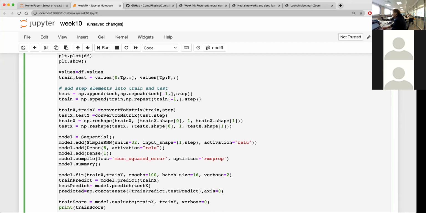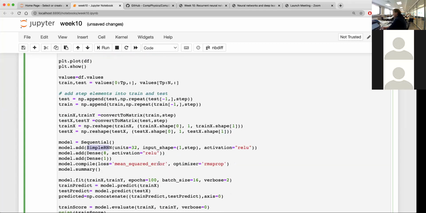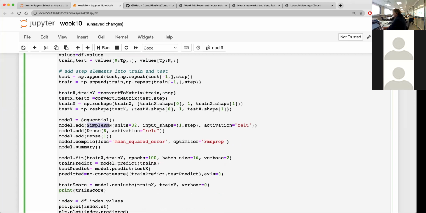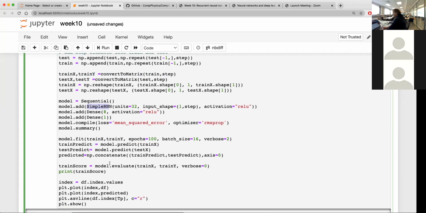In using TensorFlow, I need to define this as a sequential network. I set up a very simple one, which has 32 units. I'm coming back to what these units are. I use the ReLU as an activation function. I add a final dense layer. And then my error here is the mean squared error, because I'm parameterizing a function. And then I simply do the fitting of the model, training and everything.